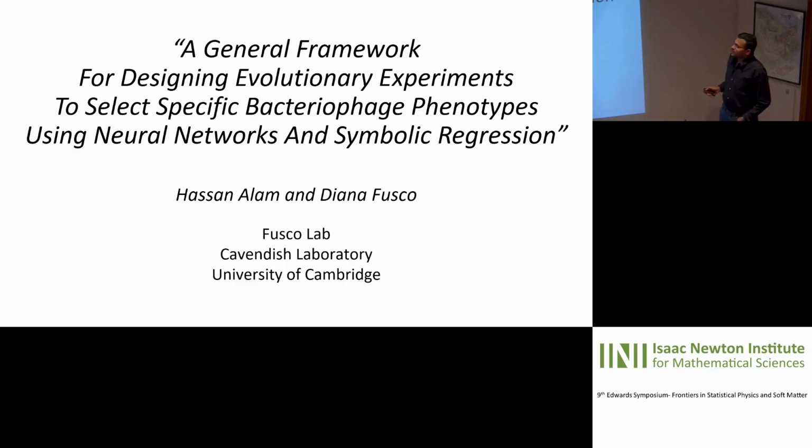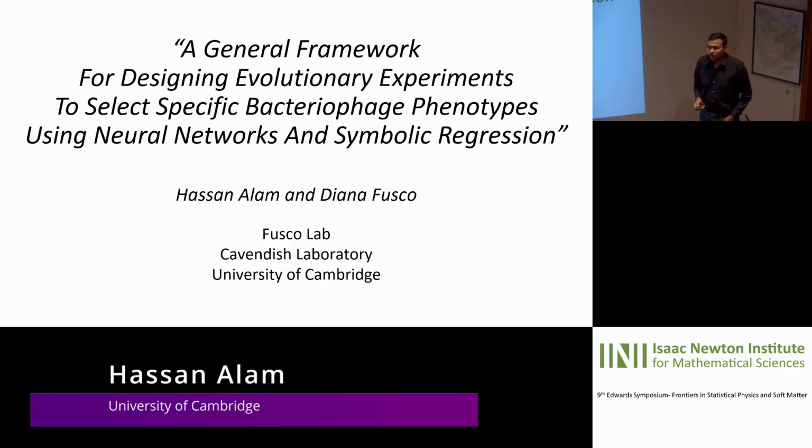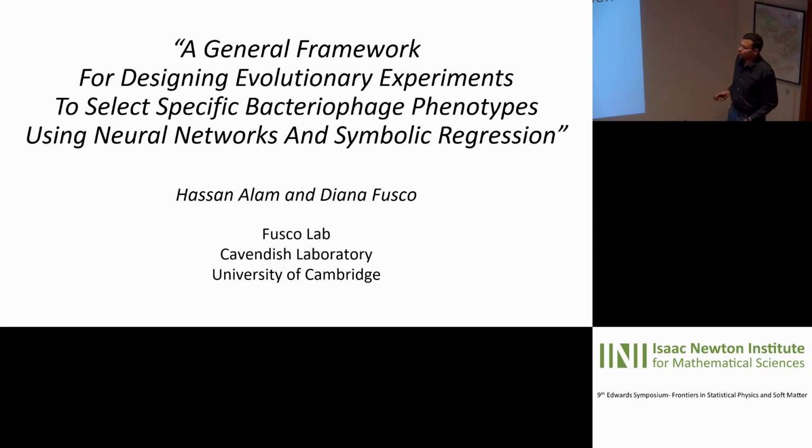Today's topic is a framework for designing evolutionary experiments to select a specific phage phenotype using neural networks and symbolic regression. I am Hassan. I am in the final year of my PhD in the Diana Fusco Group at the University of Cambridge.